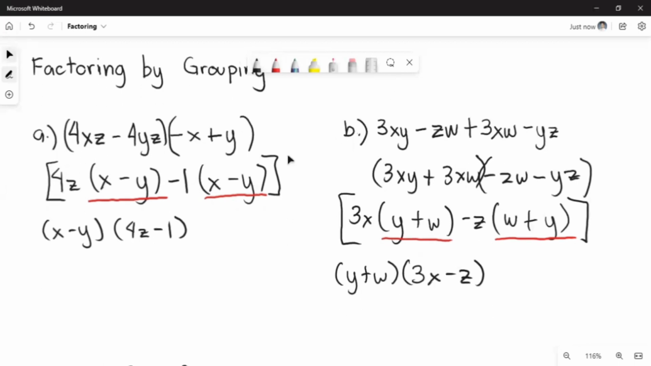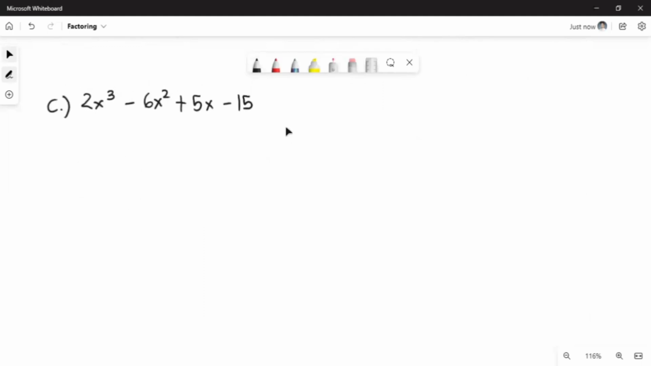Now let's have another example. Let's have this letter C. Now for letter C, it is already arranged so that the first two terms have a common factor and the second two terms also have a common factor. So we will group those two. And the common factor for the first pair is 2x squared. Now, 2x cubed divided by 2x squared, that will give us x.